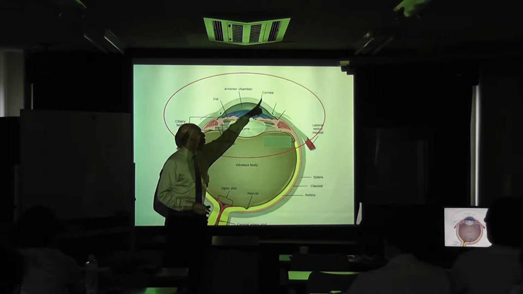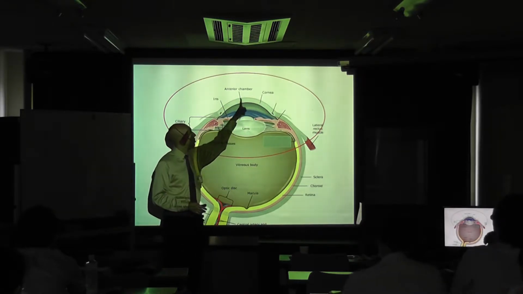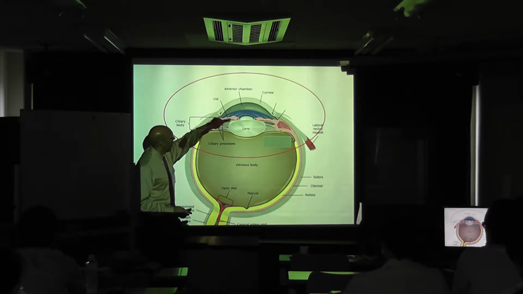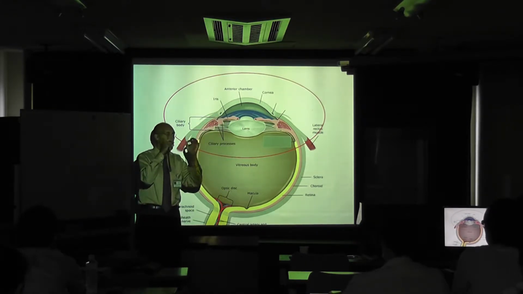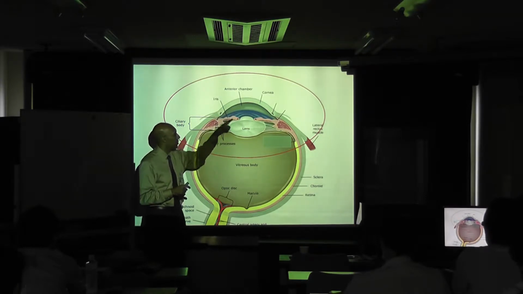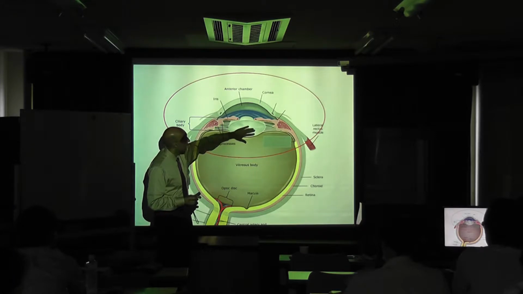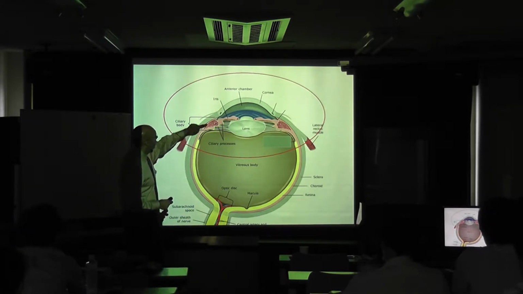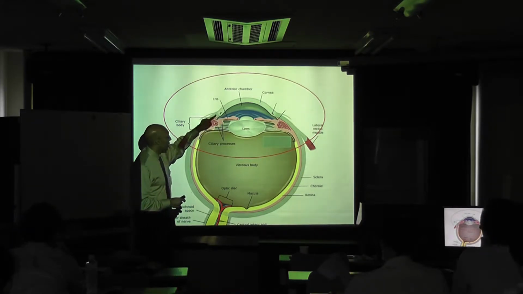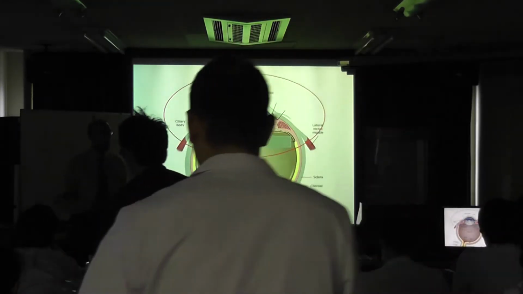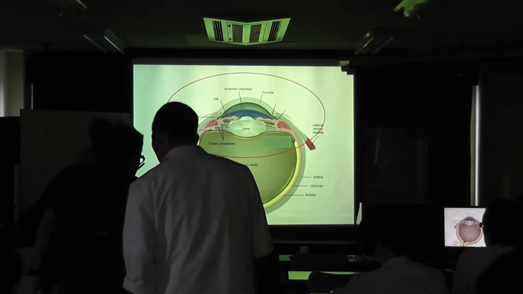This is the cornea. The front of the eye is called the cornea. Then this makes a pupil, it is an iris. Then inside, the light comes through the lens, and then this is the ciliary body. So it is very important, just 4 or 5 parts of the eye.